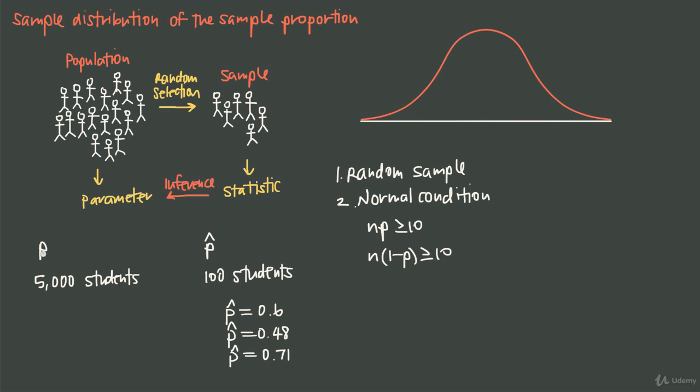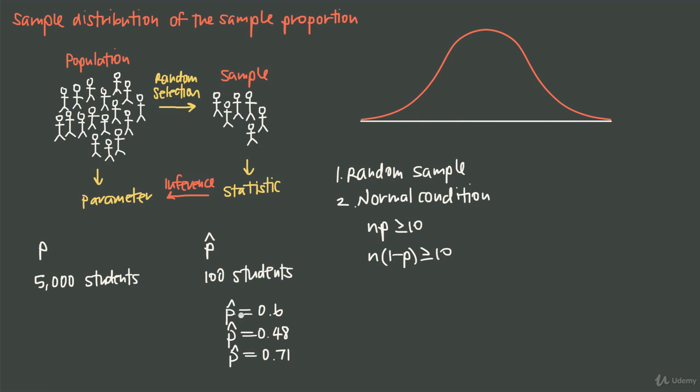Now, sometimes in the problems you'll be asked to solve, you'll be given the population proportion, in which case you can use it in these formulas. If you don't know the population proportion, then that probably means you're working with just one sample, and you'll use that sample proportion in place of the population proportion.